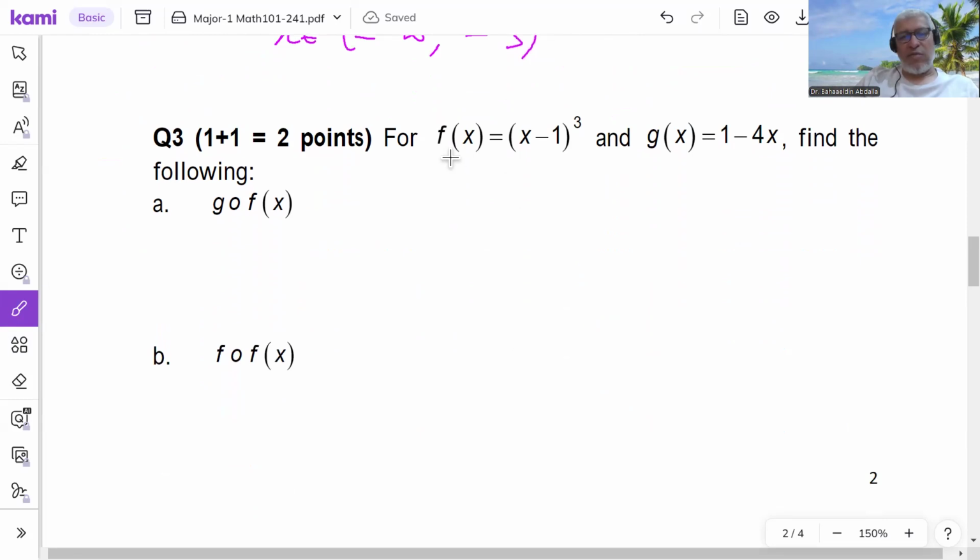This is a function f of x, and this is another function g of x, and we need to find g circle f of x. Well, g circle f of x by definition is g of f of x.